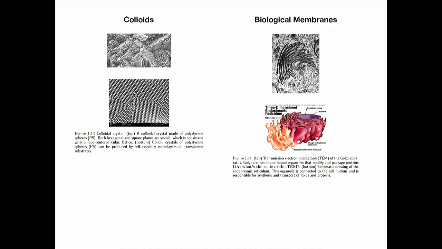In addition, there are things called colloids. Colloids are essentially small spherical particles which can aggregate or crystallize and make this kind of structure. This is a colloid made of polystyrene spheres, and you can see all kinds of ordered phases of these colloids. And also you have biological membranes, which surround the cells, and they are made of phospholipids, which are these amphiphilic molecules which self-assemble, and inside this membrane there is all the apparatus of the cell.